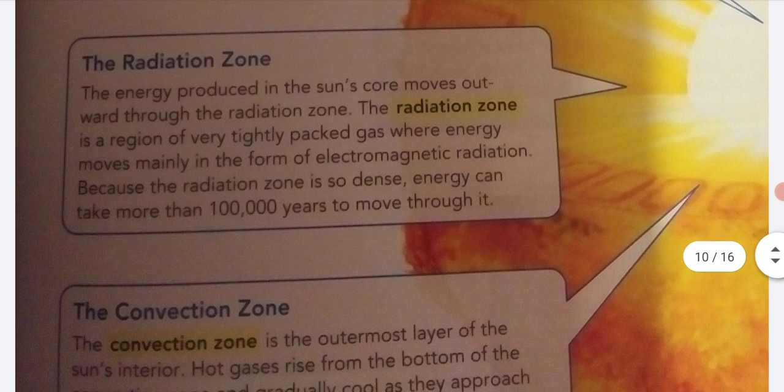The radiation zone. The energy produced in the Sun's core moves outward through the radiation zone. The radiation zone is a region of very tightly packed gas where energy moves mainly in the form of electromagnetic radiation. Because the radiation zone is so dense, energy can take more than 100,000 years to move through it.